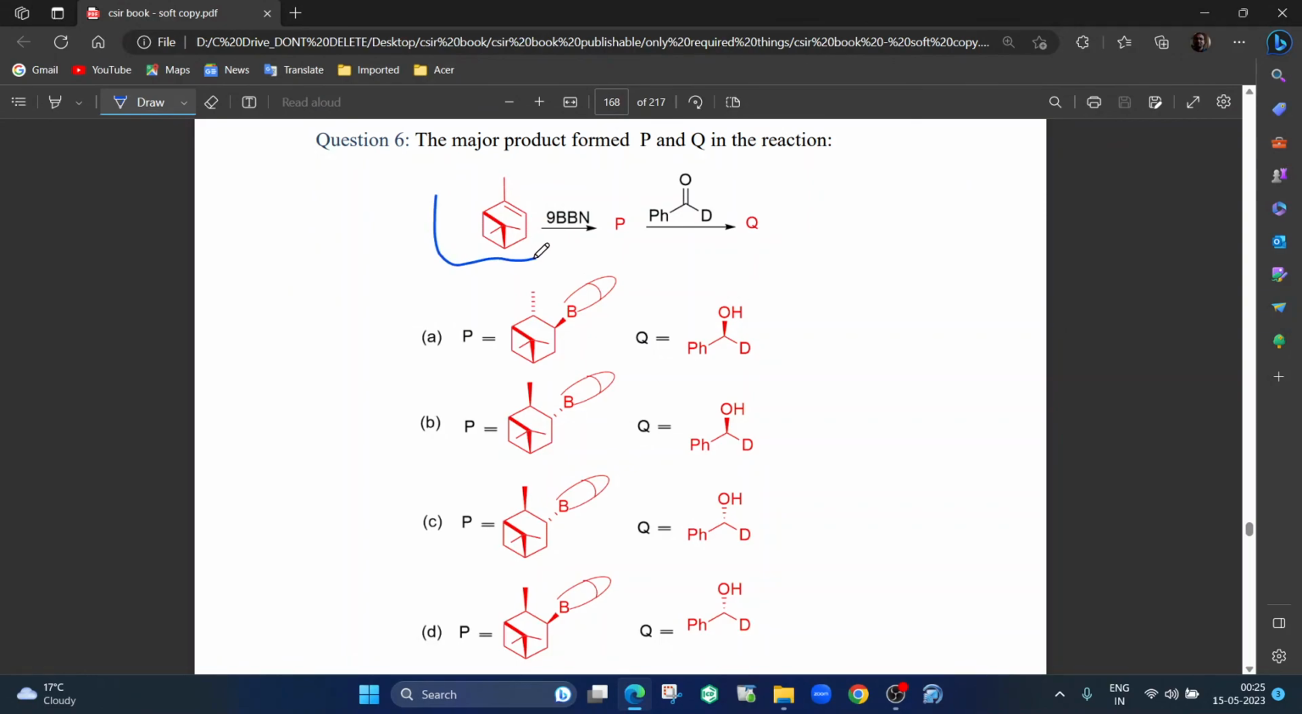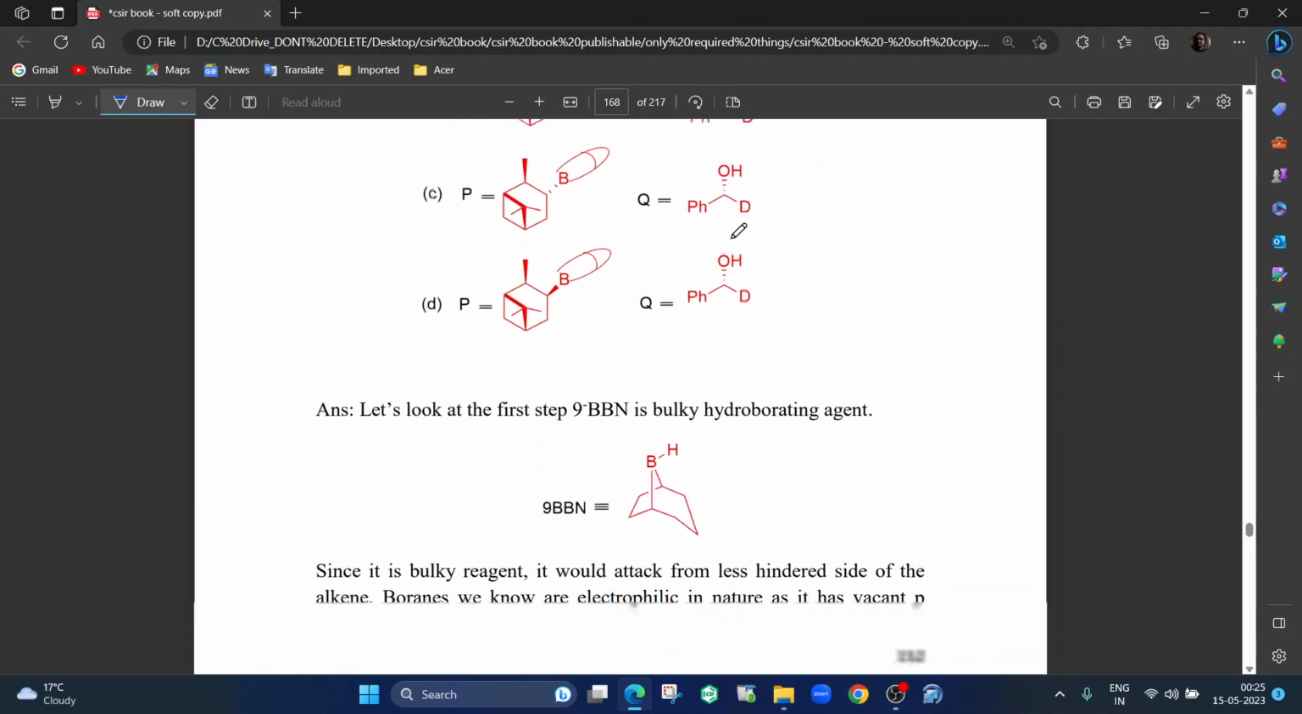So you have a molecule which has an alkene as part of it, and you are reacting it with 9-BBN. 9-BBN is a very bulky boron hydride, a BH3 family member, you can say. It's a bulky hydroborating agent, right? And then we are reacting with an aldehyde where the H is replaced with a deuterium, right? And we want to know what P is and what Q is.